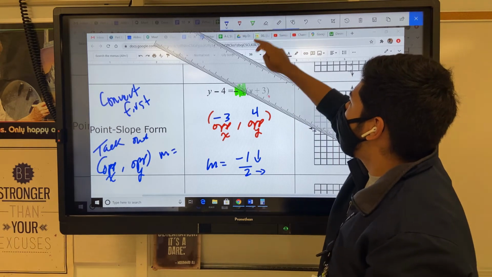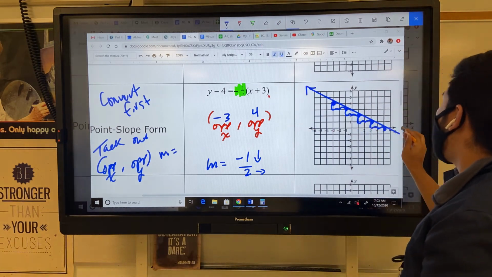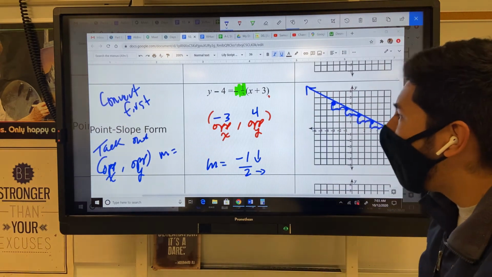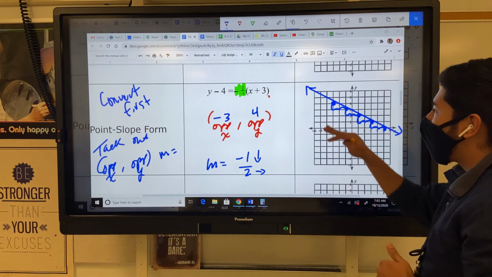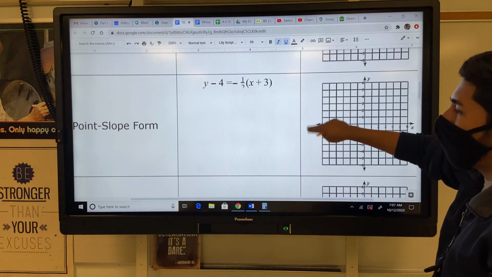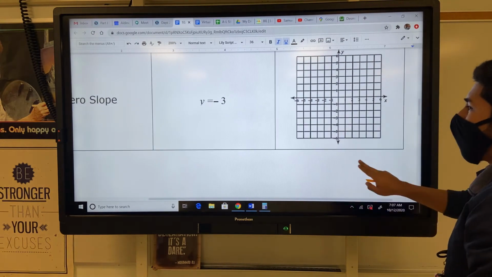And then we're done. But remember, use Desmos. Go to Desmos.com. You could put in those equations and it'll give you that exact same line, I promise. Okay, next one. These are just reminders.